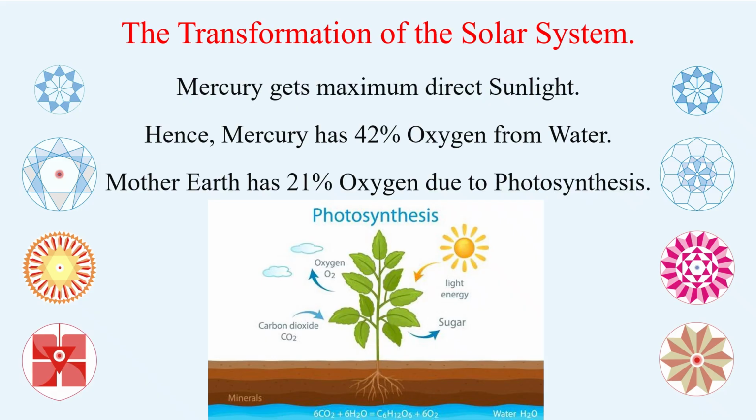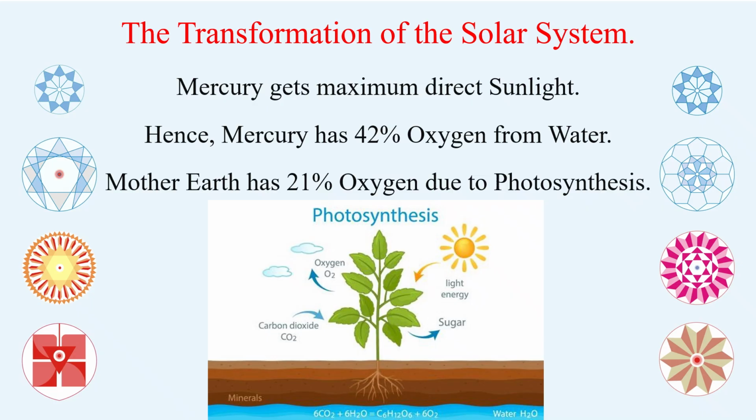Now come to the question of transformation of the solar system. Mercury gets a maximum direct sun, as I told you. Hence Mercury has 42% oxygen. It is carbon dioxide which is converted into oxygen as such. But Mother Earth has 21% oxygen, not from the direct sunlight alone. It is photosynthesis where plants also come to play a role. There is sunlight, but there is a plant. But in the process, there is a little change compared to Mercury. Mercury has no plants. So direct sunlight converts carbon dioxide into that. There is no water required there.